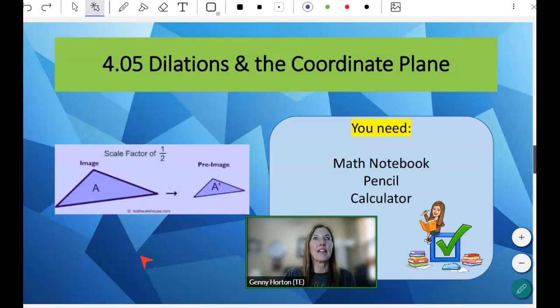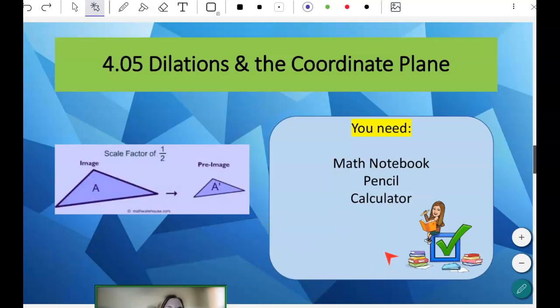So this one, our lesson is 4.05, dilations and the coordinate plane. Definitely need your math notebook and something to write with. Probably don't need a calculator today, but please make sure you are prepared and ready for the lesson. All right, we'll go ahead and get going.